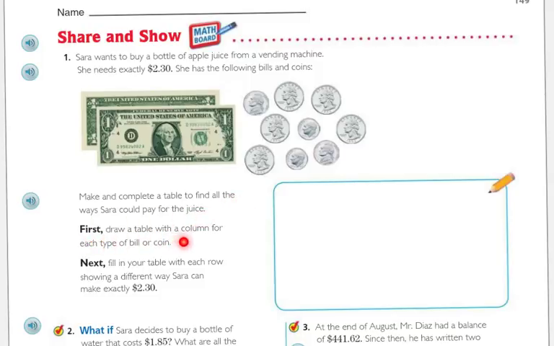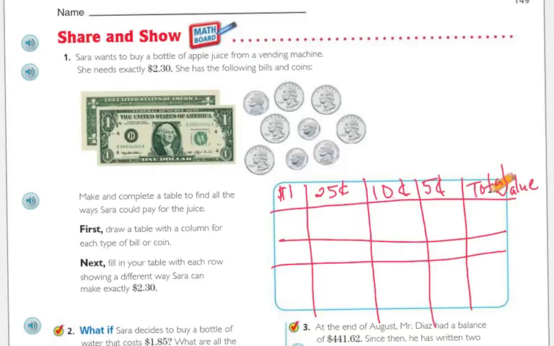So first we're going to need to draw a table with the columns for each type of bill or coin. Then we're going to fill out the table in each row, showing a different way that Sarah can make exactly $2.30. So I started to make the chart. I have my dollar bills, my quarters, which are 25 cents, my dimes, which are 10 cents, my nickels, which are 5 cents, and then a total value column. So let's start. Again, we're trying to make $2.30.